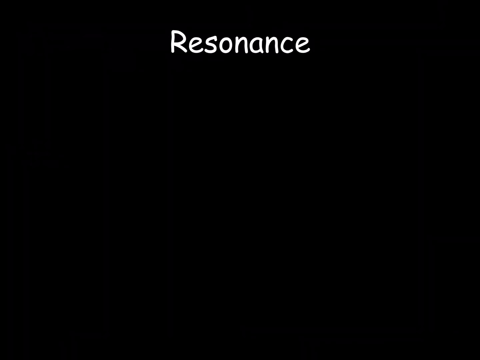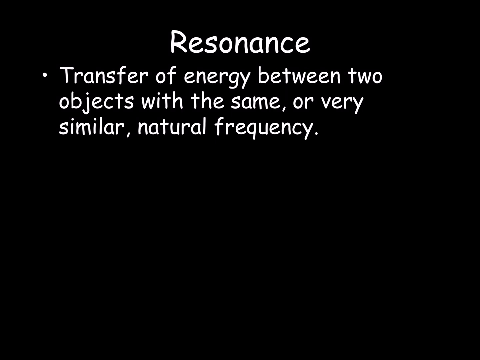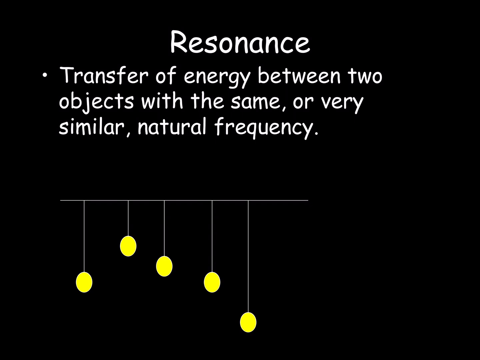So we're going to look a little bit at resonance, as I said. First of all, what is it? It's the transfer of energy between two objects with the same or very similar natural frequency. And what we're going to use is Barton's pendulum. Barton's pendulum is basically a string strung between two points, and from it are different weights all hung. Two of them, the one at the end and the fourth one along, are the same length.